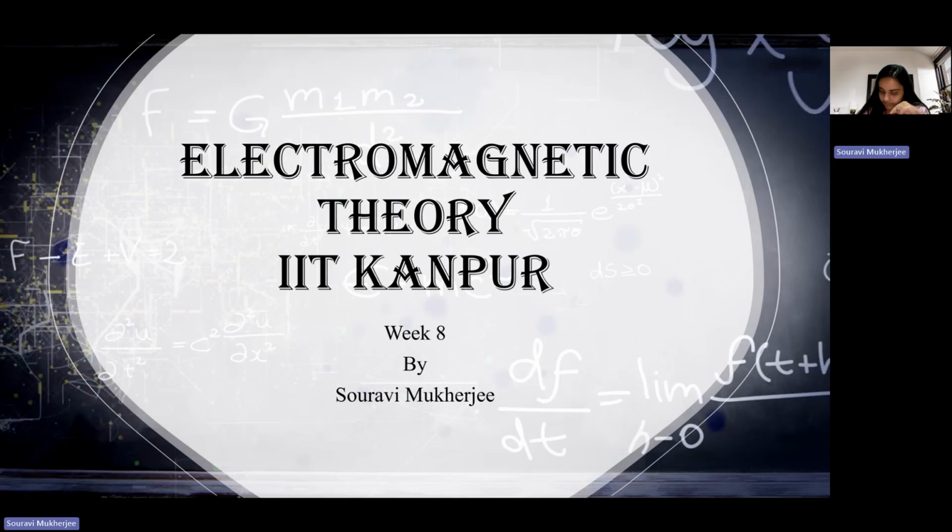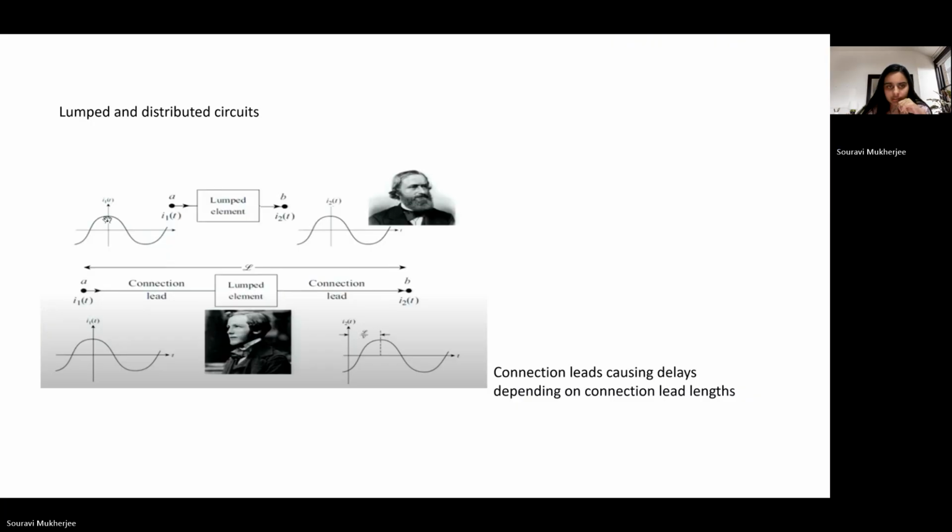Okay, so let's get going. Now, talking about lumped and distributed circuits, right? Let us consider the situation where you have some element. Consider this to be some combination of circuit elements, where this is your input side and this is your output side. So you have some I1 at the input and you get the output at I2 after it passes through this lumped element, right?